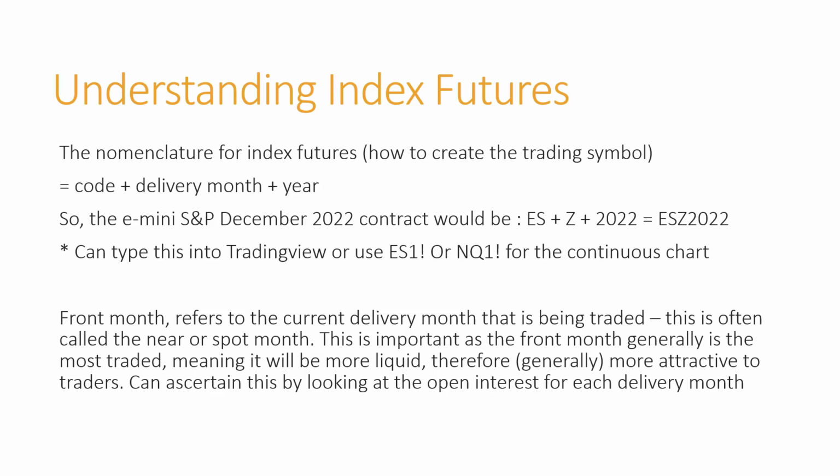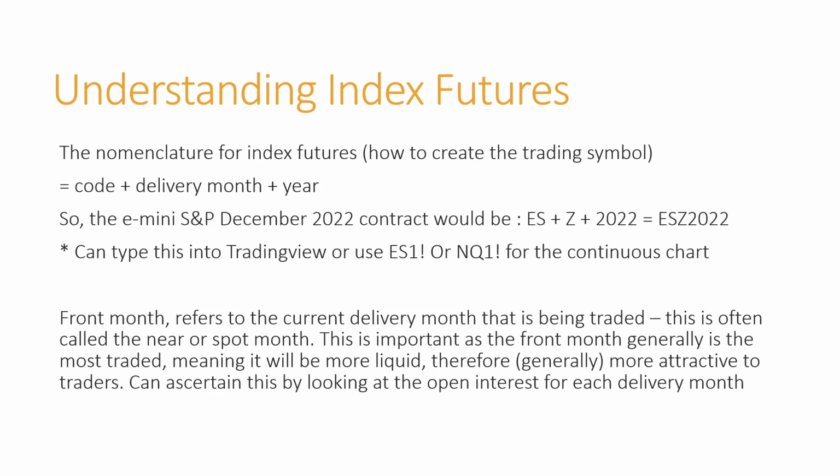Now, if you just want to look at a continuous chart, this is what you do in TradingView, I'm not sure how it would work in other platforms. In TradingView you just type ES1! if you want to look at the continuous chart for the E-mini, and the same for the NASDAQ: you just type NQ1! and that'll give you the continuous chart. That's basically all those delivery months mushed together into one continuous chart.